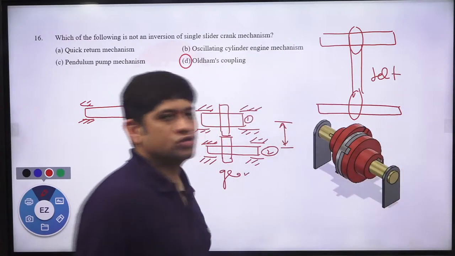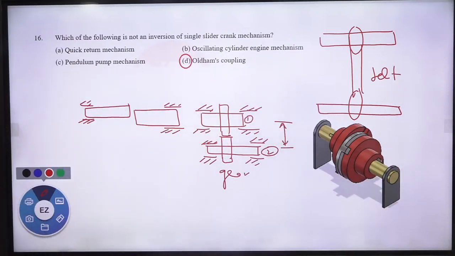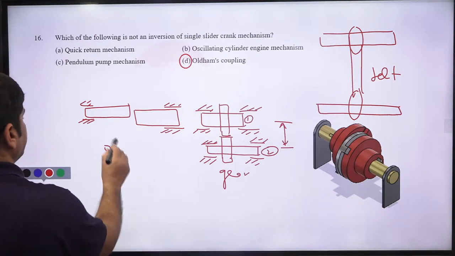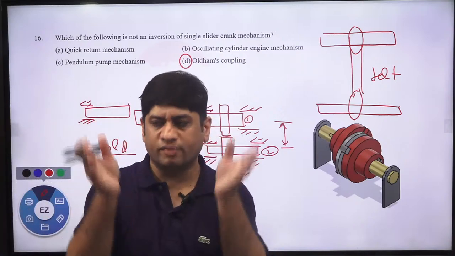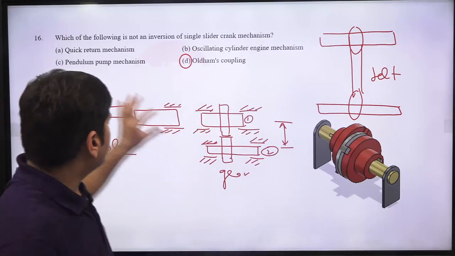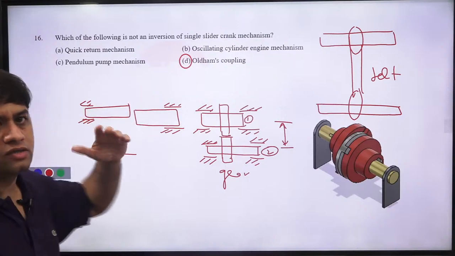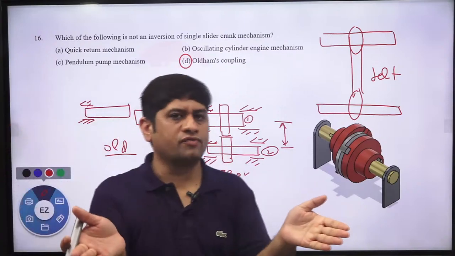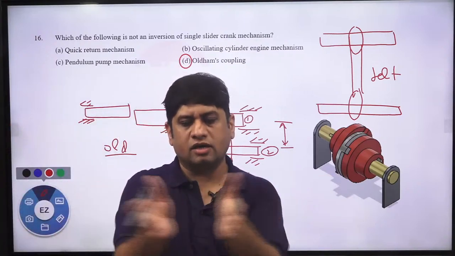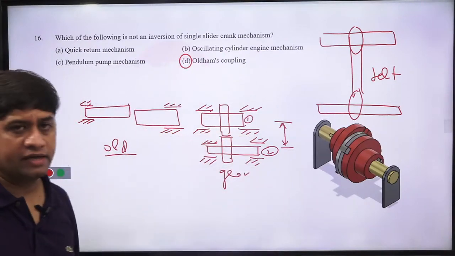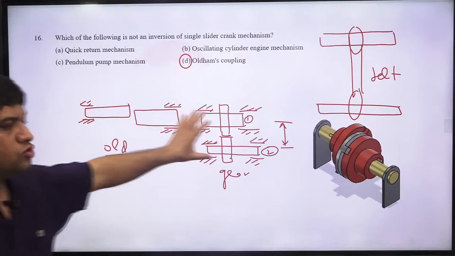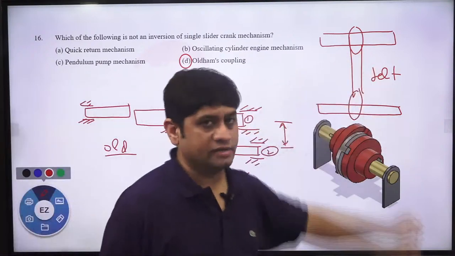Then you use the belt. Belt drive is used to transmit the power between two shafts. Then gears are used. Then Oldham coupling is used to transmit the power between two shafts when the distance between them is very small, or there is no difference, they are interfering, there is an overlapping. So you use Oldham coupling, then gear, and then belt.